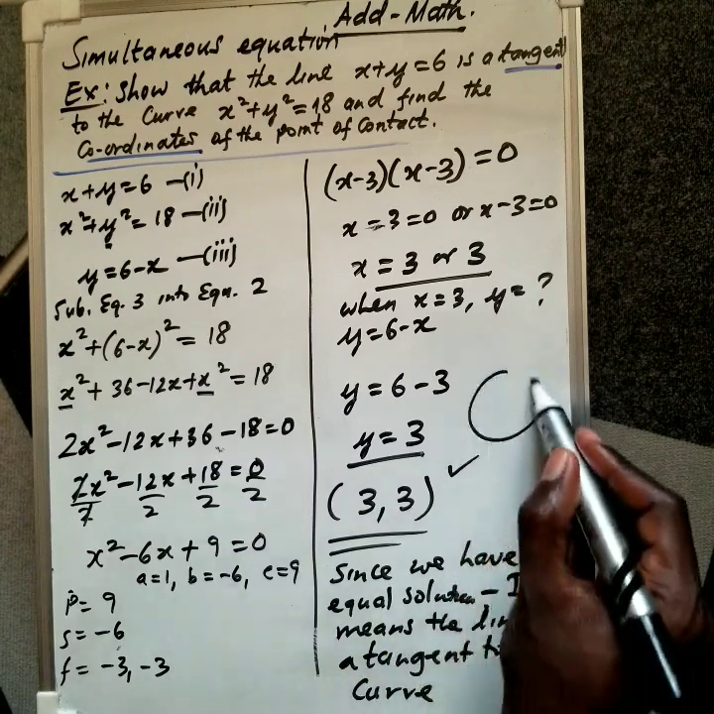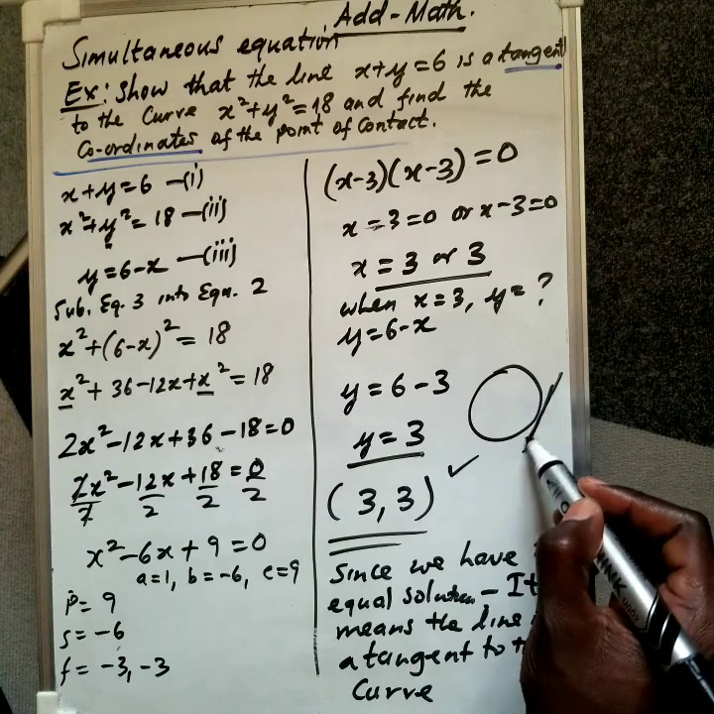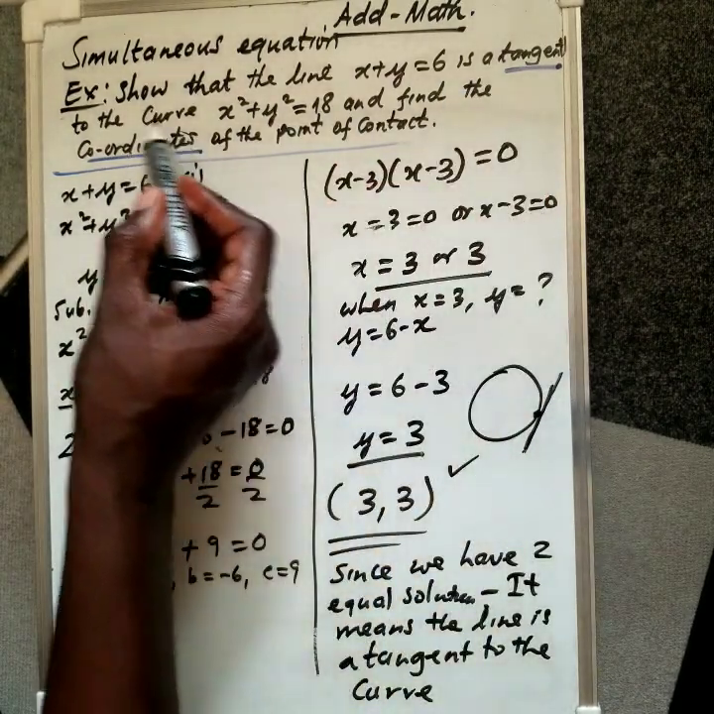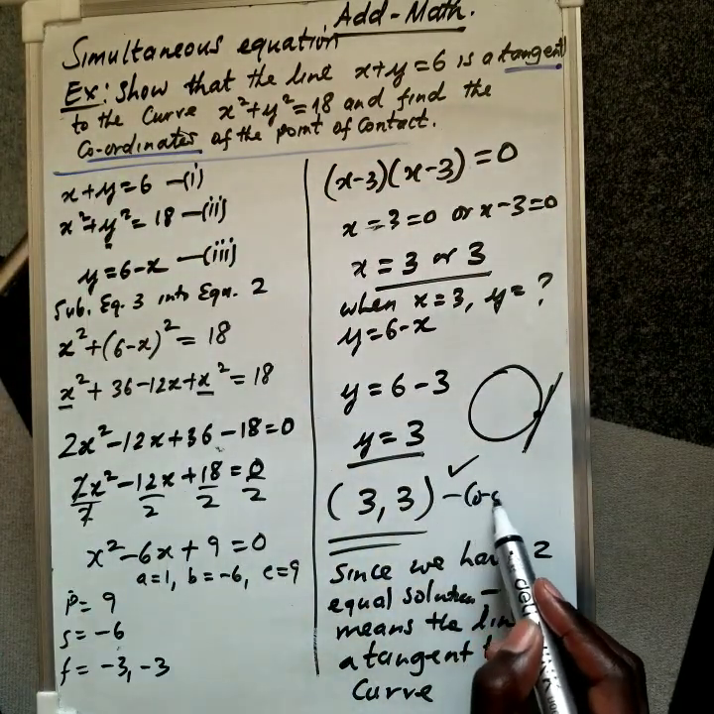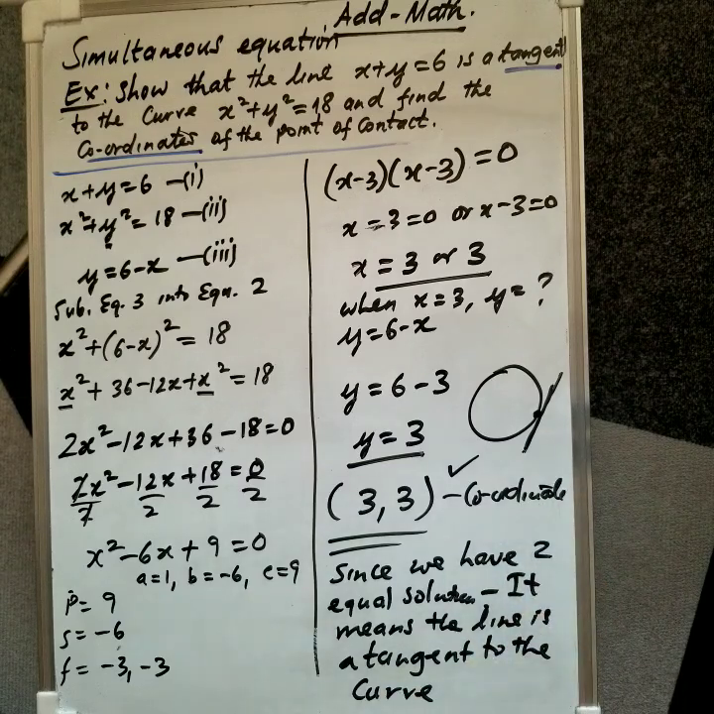So meaning, if you have that, it simply means that it is touching the curve at just 1 point. So it is actually a tangent. And remember, they asked for the coordinates of the point of contact. So these are the coordinates that they wanted. It is simply 3, 3. You can pause the video and of course try to look at it and go through, please.